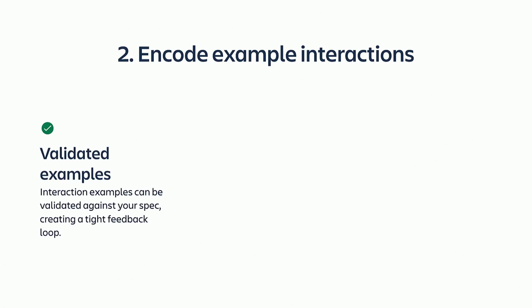And the nice thing here is that if you use a format like Pact, which I'll discuss a bit later, you can actually validate that your examples match the API spec and vice versa. So any change you make to the one, you can immediately know whether you've broken the other. You get this really immediate feedback loop.